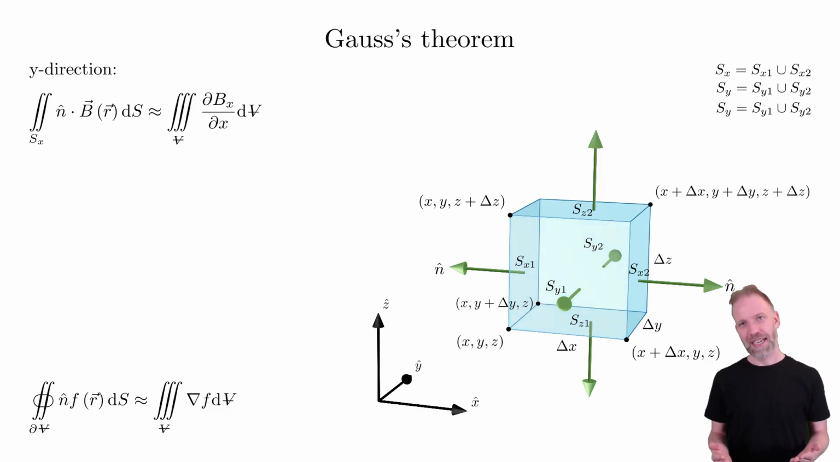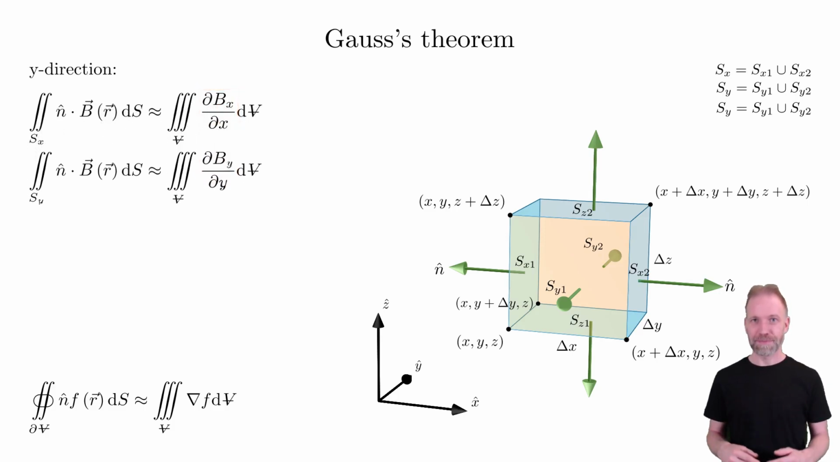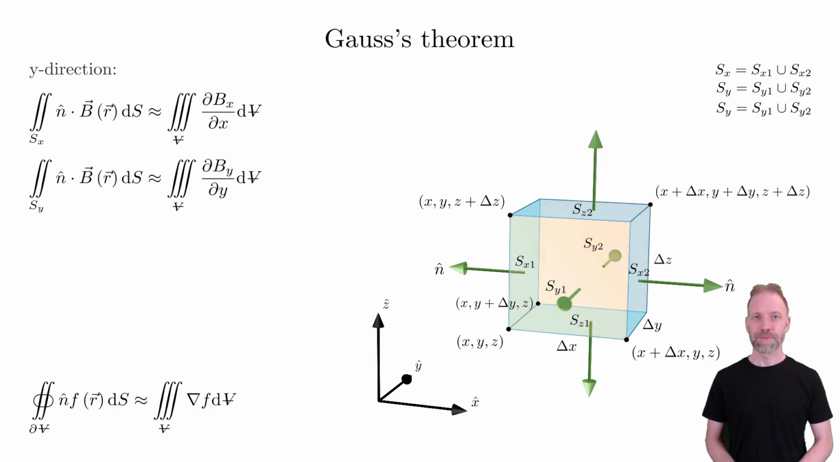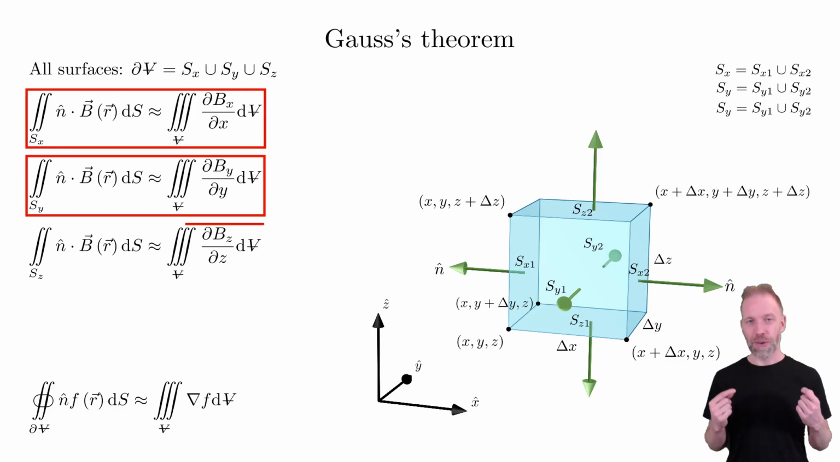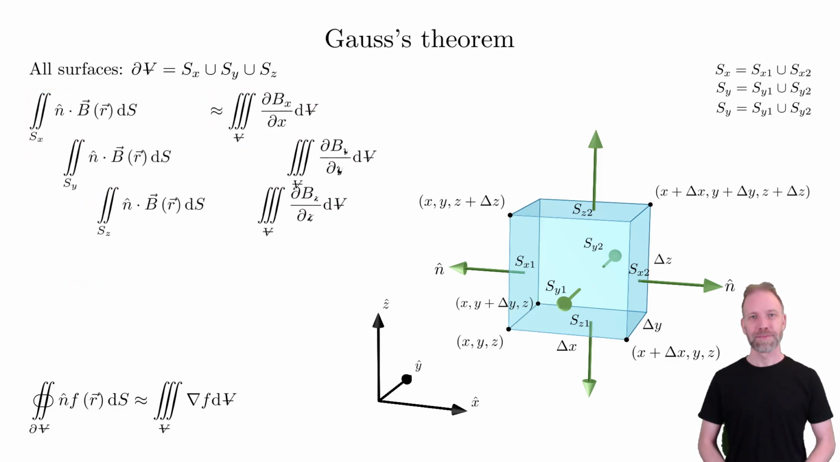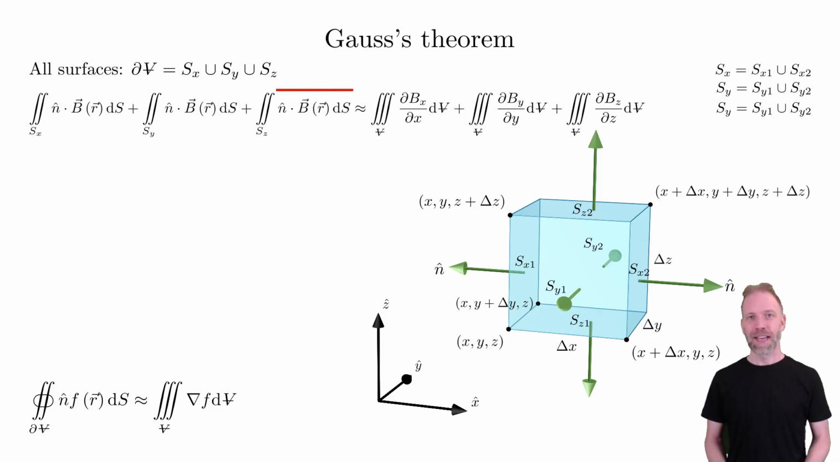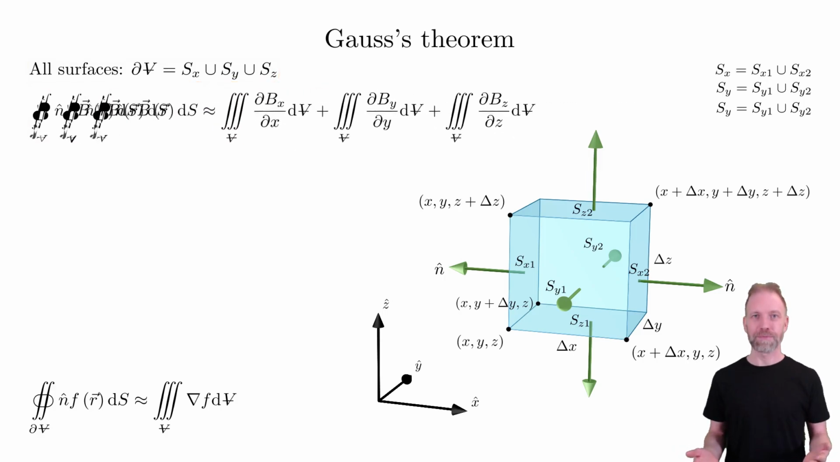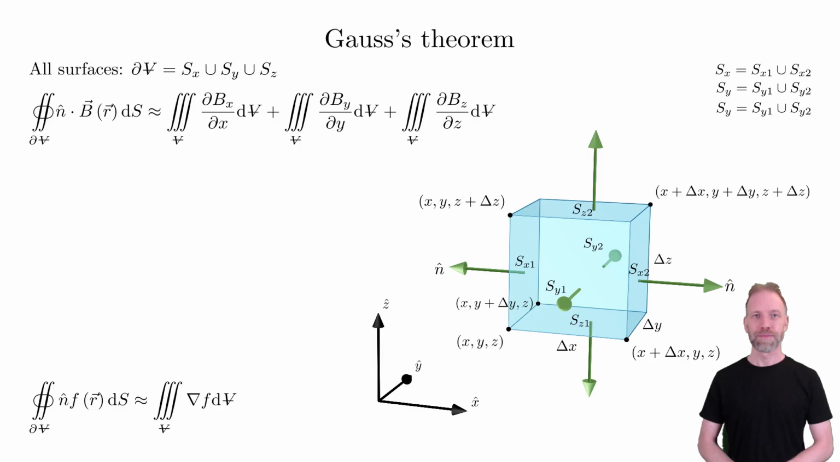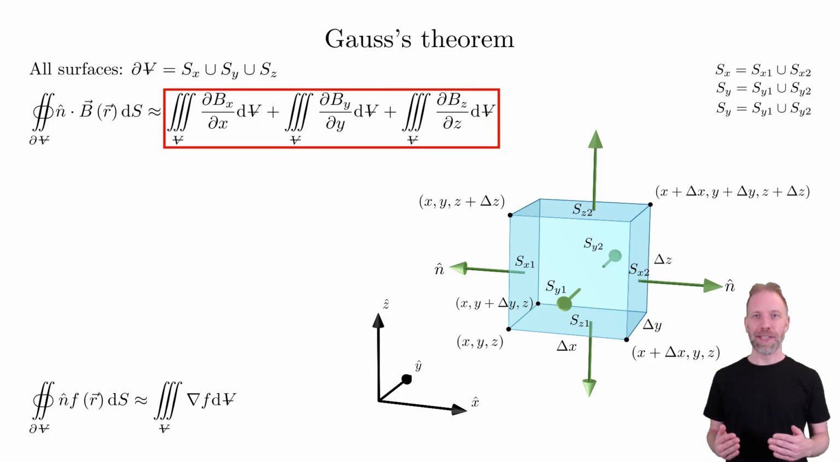Continue with the y direction. It will basically be the same, but we integrate over sy and get the partial derivative with y. And the z direction will be similar as well. Then we can combine the expressions again when integrating over all surfaces. As we integrate the same function, we can merge the expressions into the integral over the full boundary. And the volume integrals can be added together.